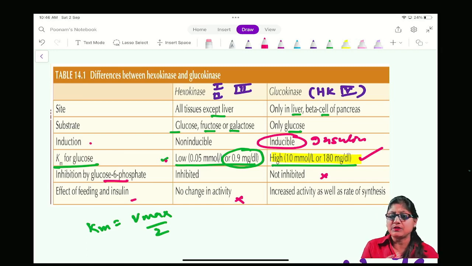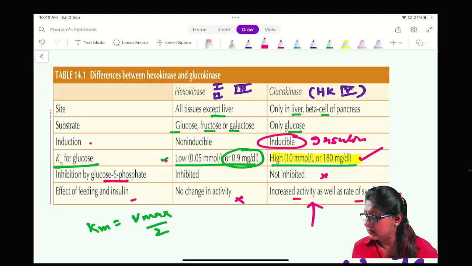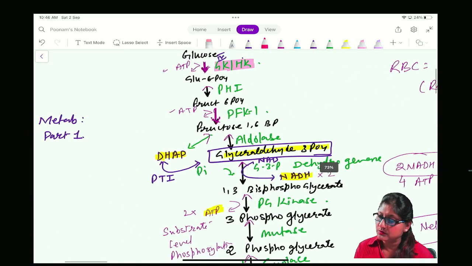And insulin, as I said, hexokinase is not synthesized in excess quantity, nor is its existing enzyme activity going to increase. I mean to say, insulin has no effect on hexokinase, but insulin does have an impact on glucokinase, whereby it increases the synthesis as well as the activity of the glucokinase enzyme, right? So this was regarding the difference between glucokinase and hexokinase.